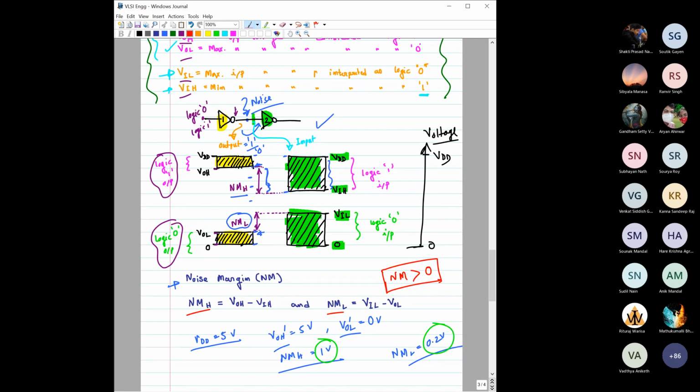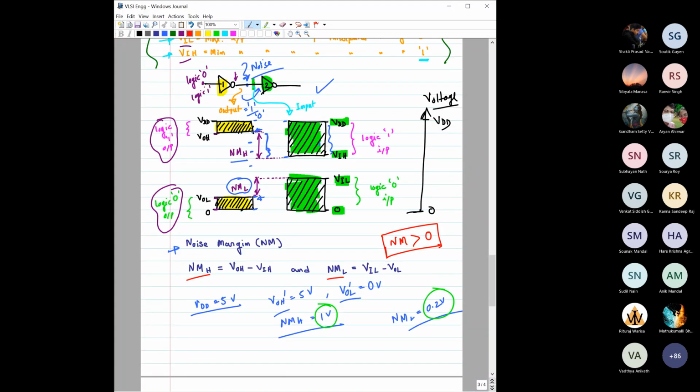Yeah, sir, that part I got, but the example in which you showed that noise margin high is 1 volt and noise margin low is 0.2 volt, we usually don't require this? Are the noise margin high and low always equal? No, no. See, the thing is that you can change your design.